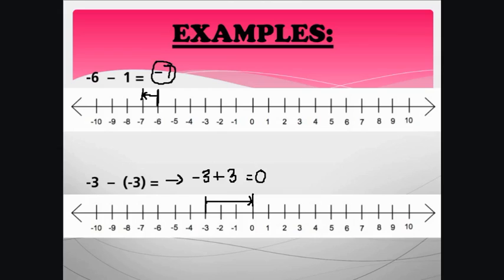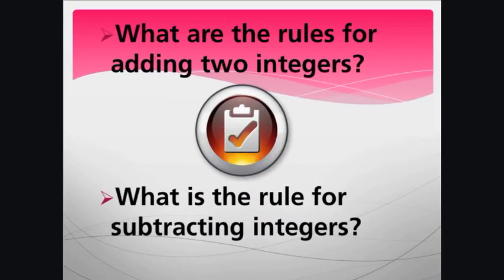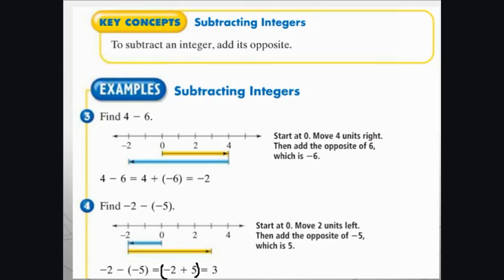And there we go. Let's take a moment to review what we've learned so far today in adding and subtracting integers. When adding and subtracting integers, you should be able to answer what are the rules to adding two integers and what is the rule for subtracting integers. Don't forget, whenever you are subtracting a negative value, it's the same as adding its opposite.